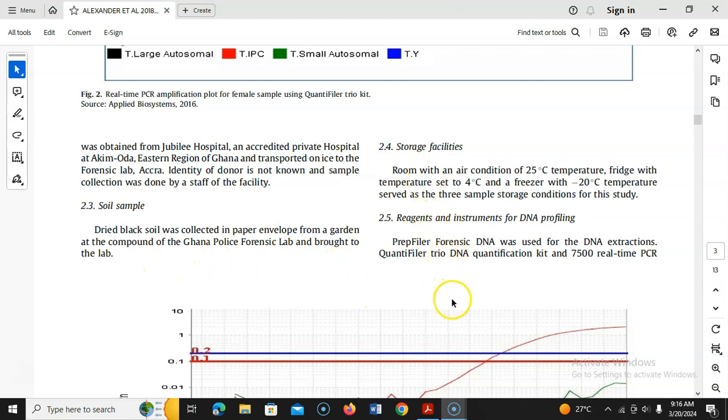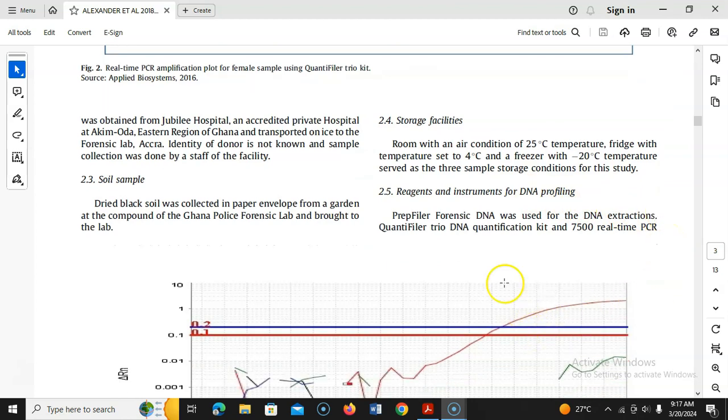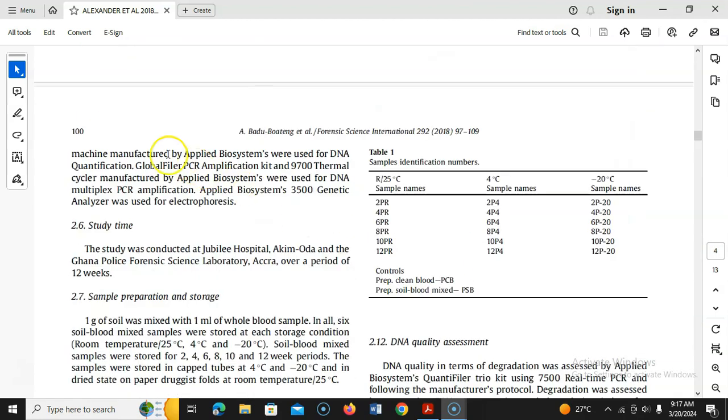Storage facilities: a room with an air condition of 25 degrees Celsius temperature, a fridge with temperature set to 4 degrees Celsius, and a freezer with minus 20 degrees Celsius temperature serve as the three sample storage conditions for this study. Then reagents and instruments for the DNA profiling. PrepFiler Forensic DNA kit was used for the DNA extractions. Quantifier Trio DNA quantification kit and 7500 real-time PCR machine manufactured by Applied Biosystems were used for DNA quantification. Then, for the DNA electrophoresis, GlobalFiler PCR amplification kit was used.